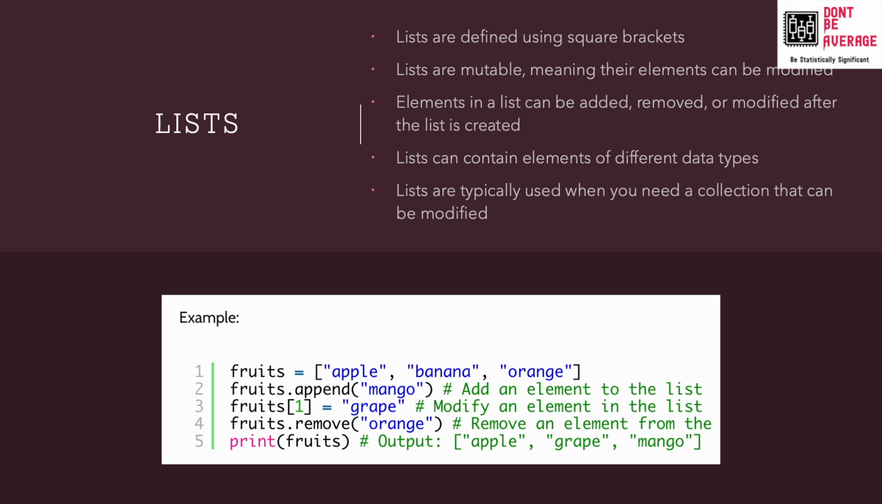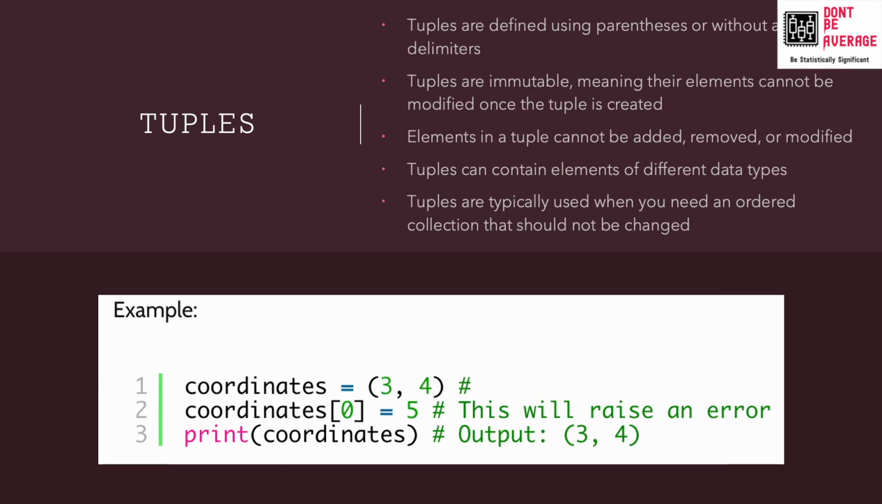A list can contain elements of different data types. It could be a numeric element, along with that it can have a character, along with that it can have a float. So it can contain elements that are of mixed data types. In scenarios where we want the flexibility of modifying the data, we use the list data type.